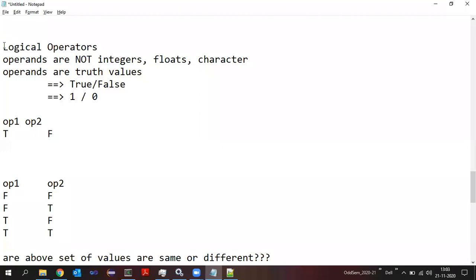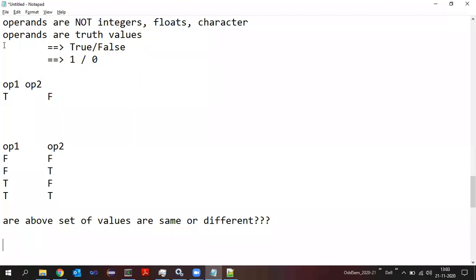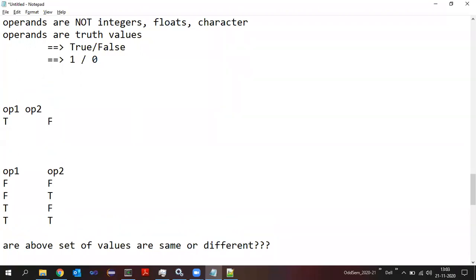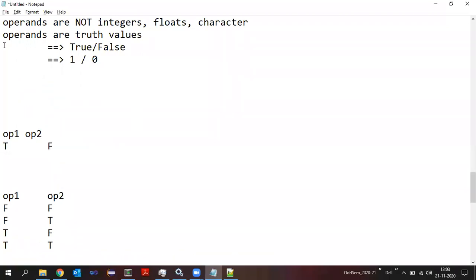Operators, right? So the input for these logical operators, that is the operands, are truth values. We basically call them truth values, right? Truth values means what? True or false. Now, there are three types of logical operators.